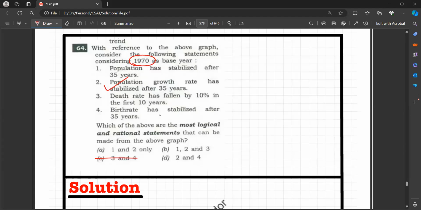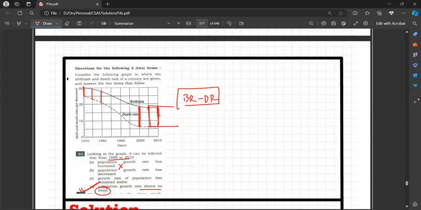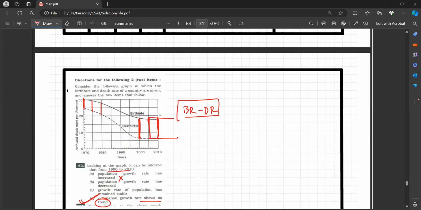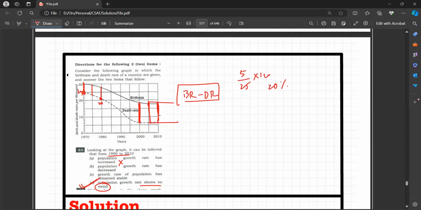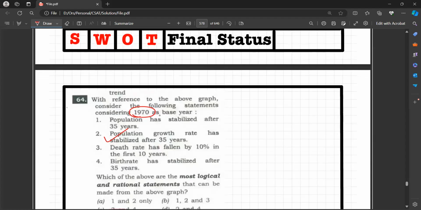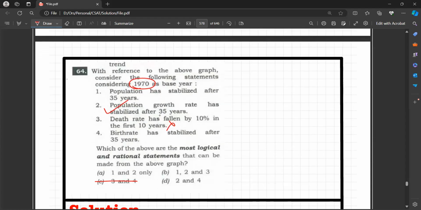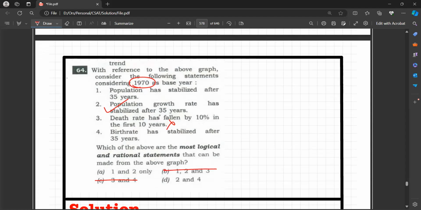Death rate has fallen by 10% in the first 10 years. In the first 10 years, from 1970 to 80, what was it earlier? 25, and now what has it become? 25. Change is 5 out of 25 into 100, that is 20%, not 10%. Clear? So this is the wrong choice. So 3 cannot be the answer. If 3 is not the answer, this is eliminated. 1 is also not the answer, this is eliminated. The D will be the correct choice.